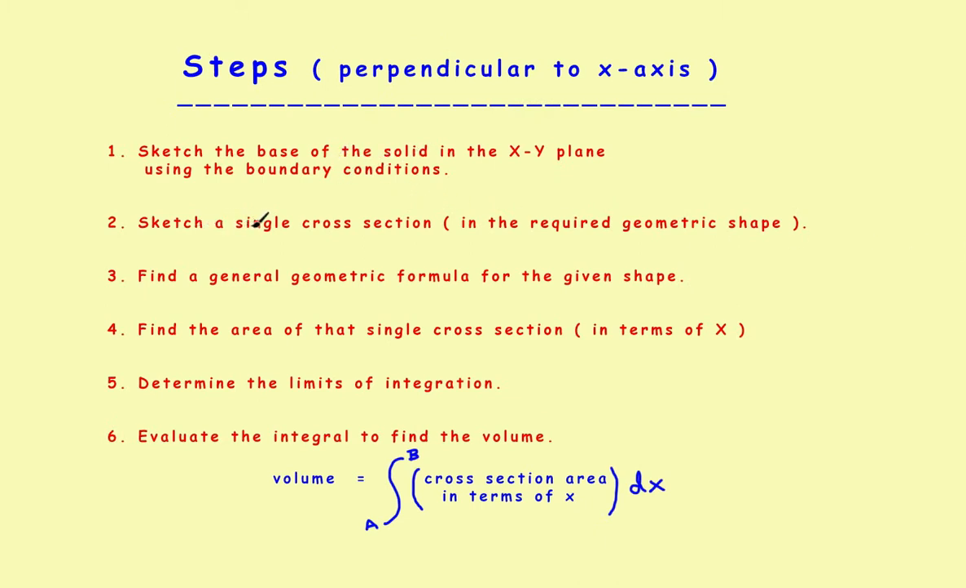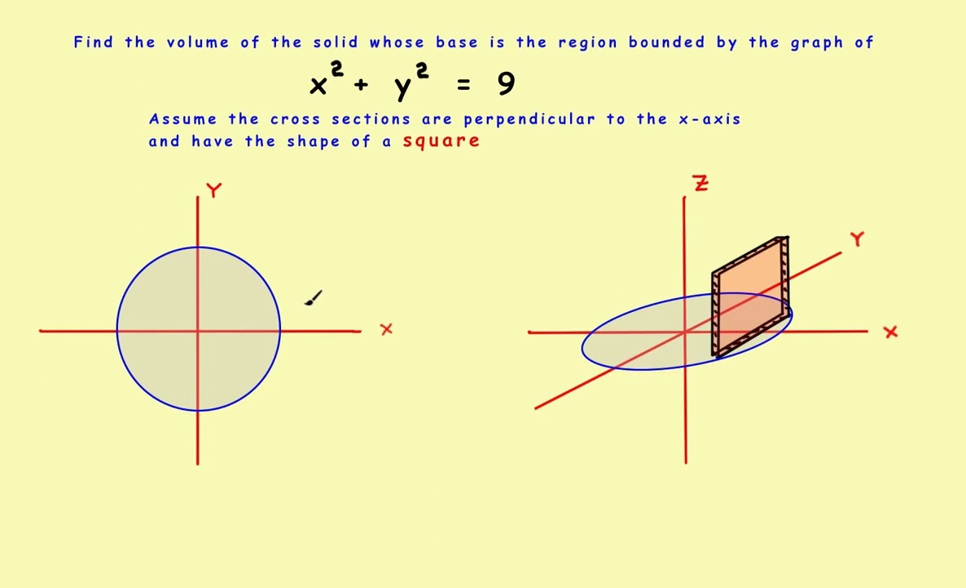Step 2 says now sketch a single cross section in the required geometric shape. So let's do that. The shape in this case is a square. To do it, we'll go back over to this, and actually let's remove this cross section for a little bit. To sketch a square into this thing, first of all you need a baseline to give you an idea of the size of the square. Once you've got the baseline, then we'll put the section back in.